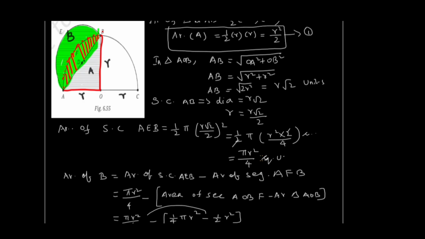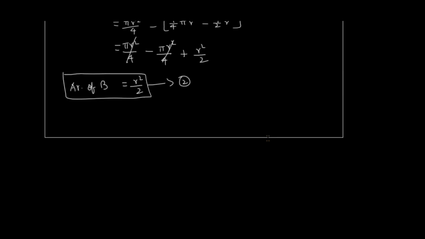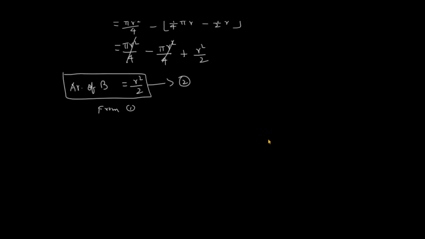So already we got 1, that is also R squared by 2, and this is also R squared by 2. So from 1 and 2, A is equal to B. Area of A is equal to area of B.